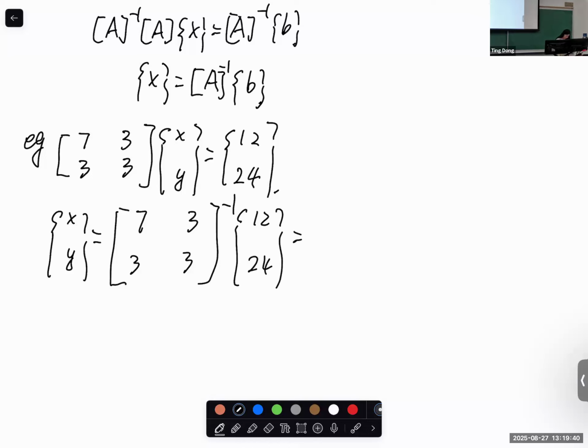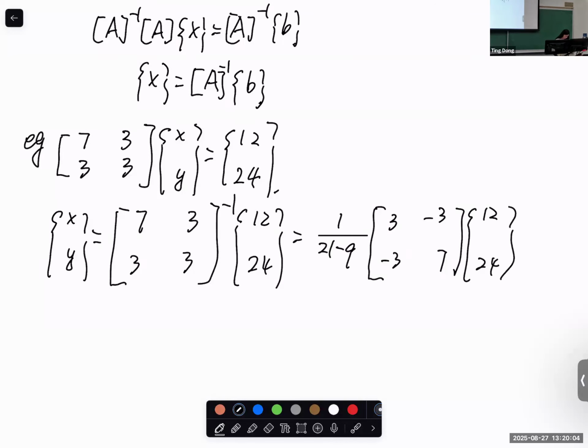And the inverse of this matrix, for a 2 by 2, has determinant 21 minus 9. And for this 2 by 2, the diagonal terms, we need to switch the positions. So now this becomes 3 and 7. The off-diagonal terms, we need to add a negative sign. Negative 3, negative 3. And this vector 12, 24.